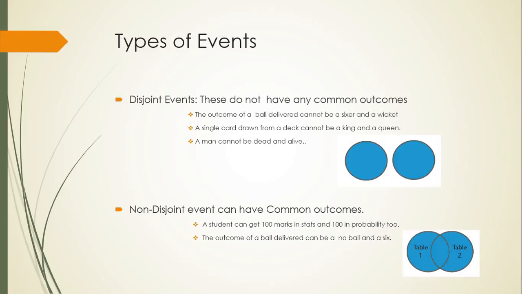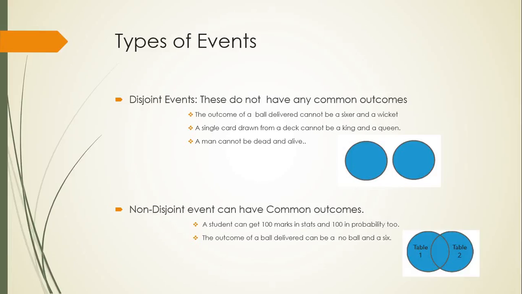Disjoint events do not have any common outcome. For example, the outcome of a ball delivered cannot be a sixer and a wicket. A single card drawn from a deck cannot be a king and a queen at the same time. A man cannot be dead and alive simultaneously. That's an obvious thing. Non-disjoint events can have common outcomes.